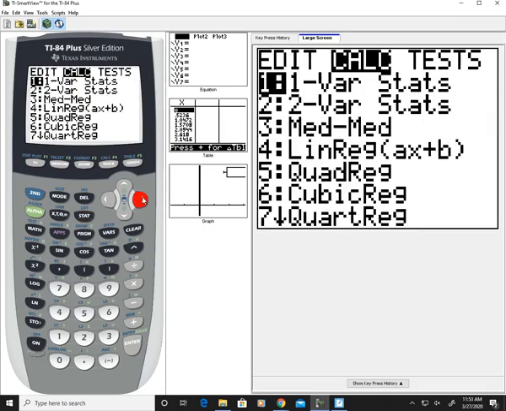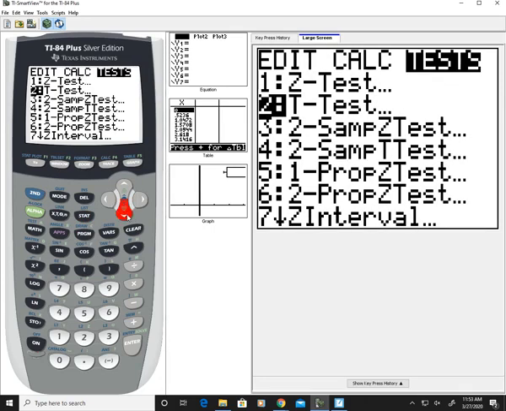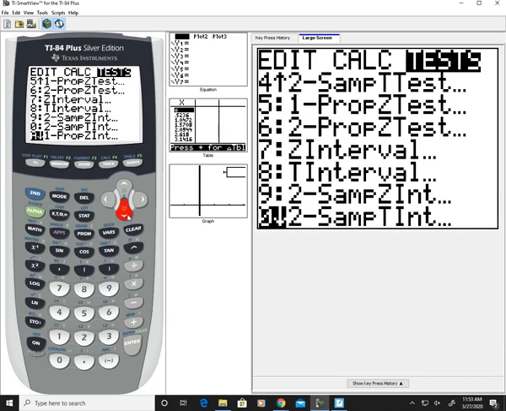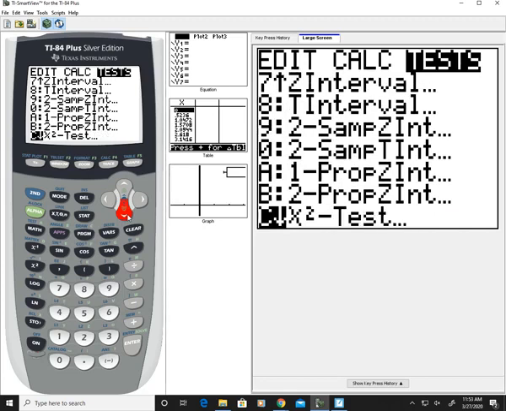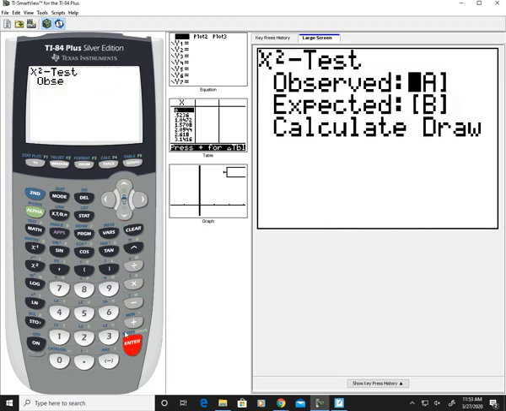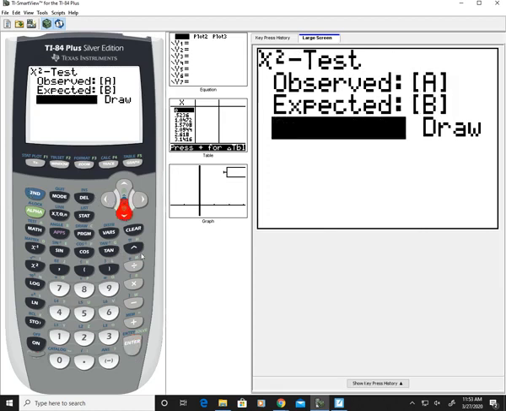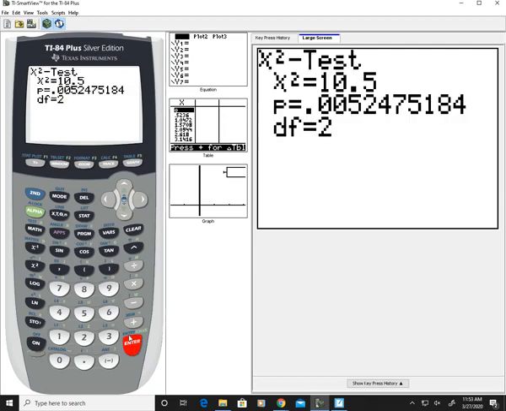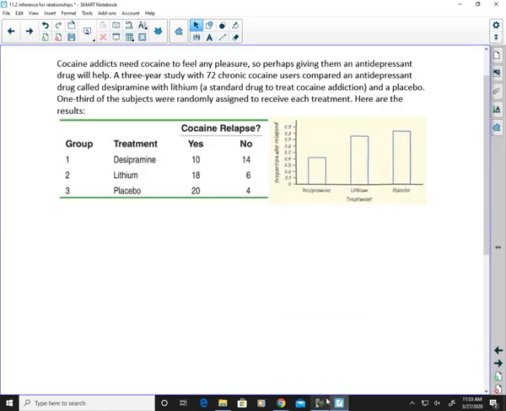Stat, Tests, the chi-squared test, not the goodness of fit. I have my data in L1. It will overwrite my L2. And I can write down that I had a chi-squared of 10.5. I had a p-value of 0.00524, degrees of freedom of 2.